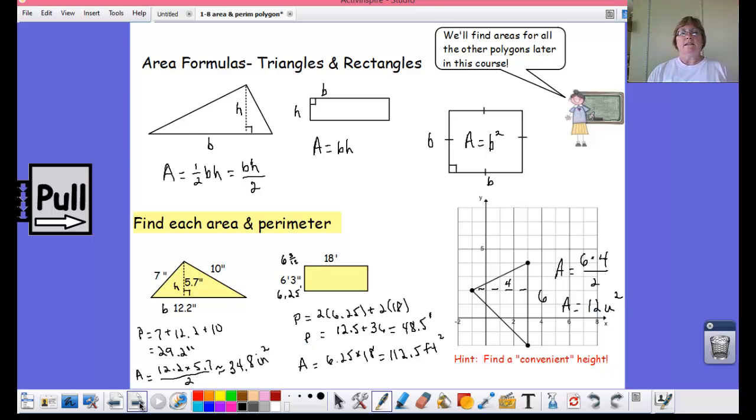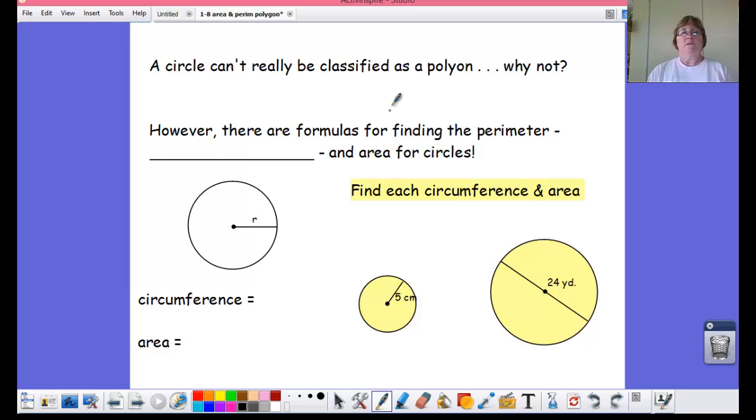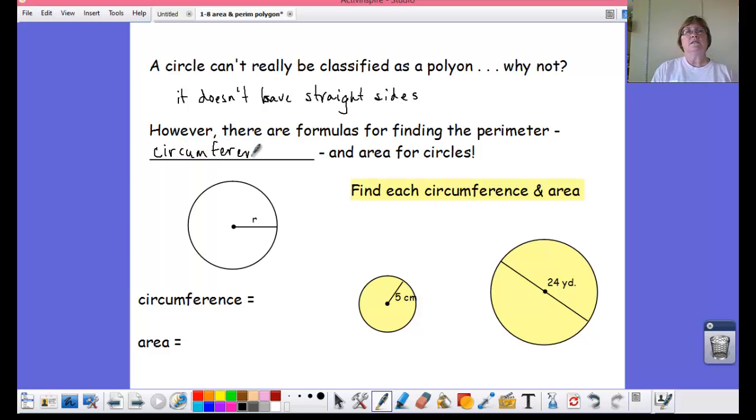All right, we want to just take a second and look at area and perimeter formulas for circles. A circle can't be a polygon. Why not? Yeah, it doesn't have straight sides, okay? So whenever we find the perimeter or the area for a circle, really we're kind of estimating. There are formulas for finding the perimeter, which is also called the circumference.